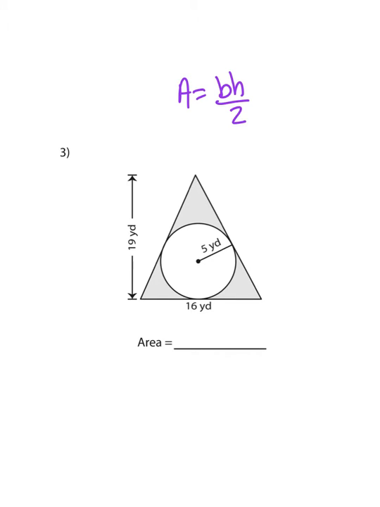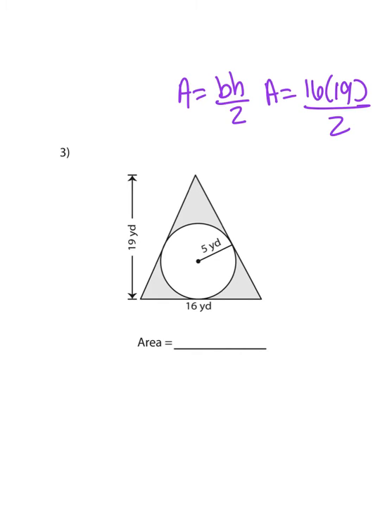So I know it's going to be area equals 16 times my height is going up and down here, and it's showing me that over here to be 19.